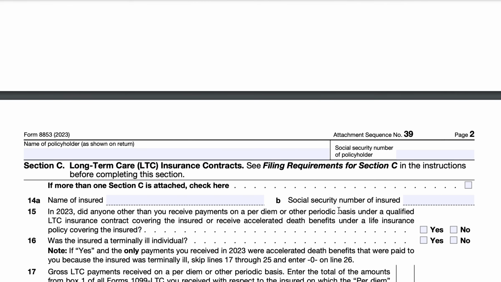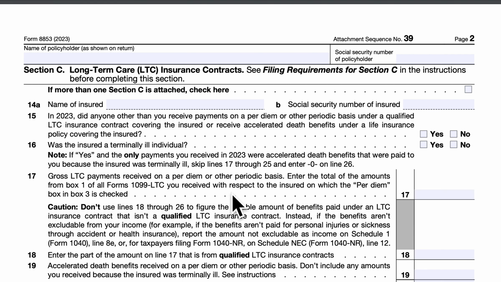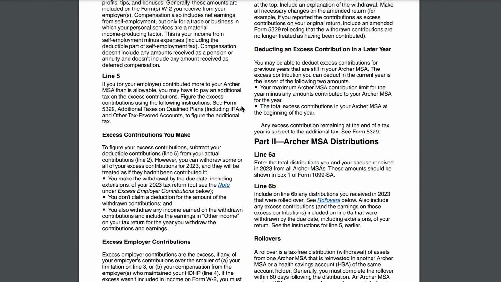So before recording this video, I did not fill in this Section C, so we're just going to be walking through this. So the name of the insured, let's just say that we did this for John Doe. And then, there are filing requirements. Let's briefly go over those.